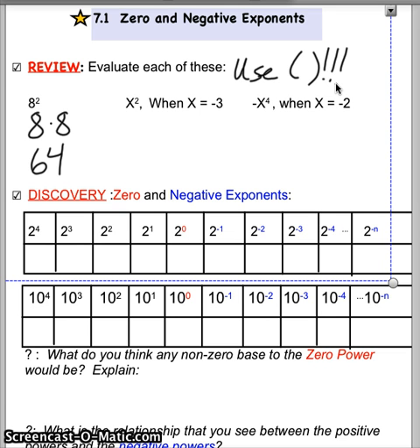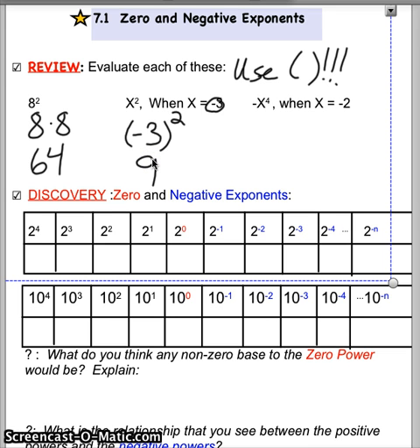What I mean by use parentheses, if you're typing this into your calculator, you're plugging in negative 3 for x. So around that negative 3 that you're plugging in, I want you to use parentheses, okay? So when you type in negative 3 times negative 3, that's what negative 3 squared means, your calculator should give you 9.